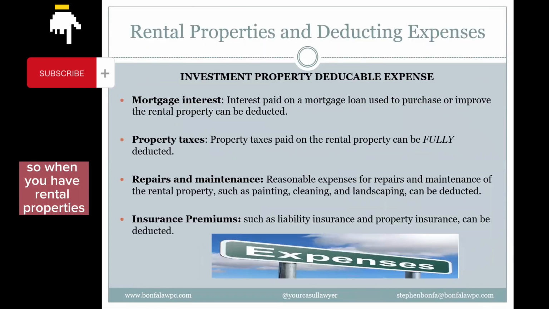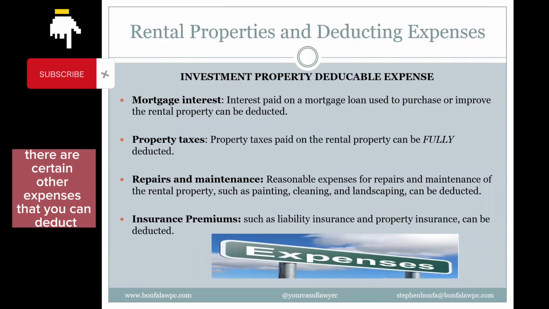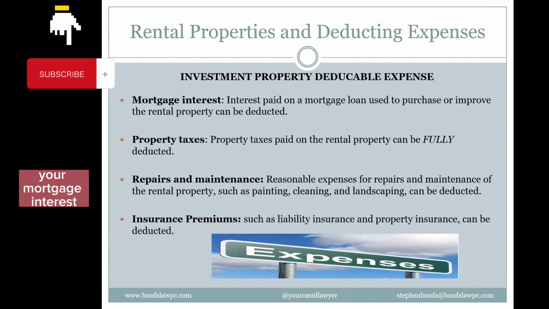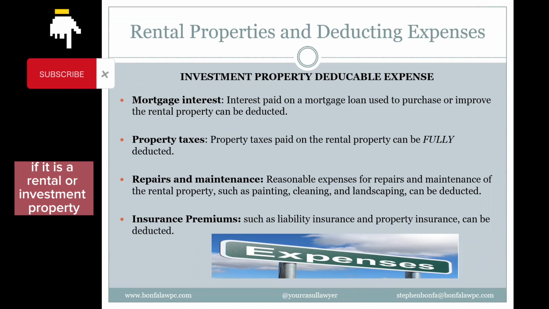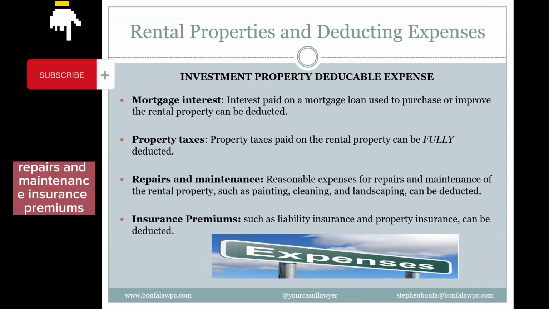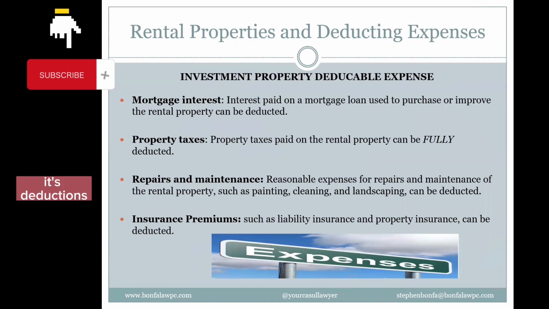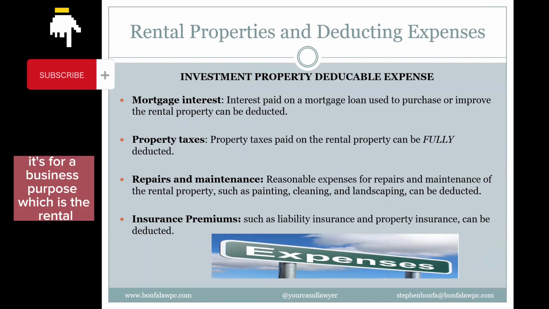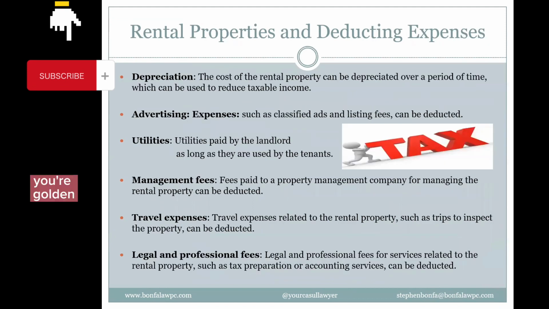So when you have rental properties, there are certain other expenses that you can deduct. Your mortgage interest and property taxes can be fully deductible, not limited by SALT, if it is a rental or investment property. Repairs and maintenance, insurance premiums, these are fantastic deductions. You paid it out, it's for a business purpose, which is the rental, you're golden.